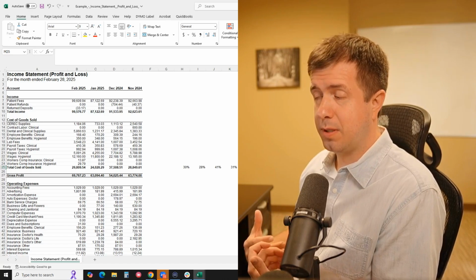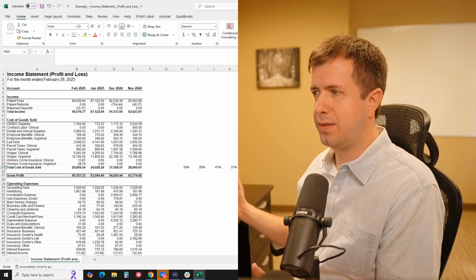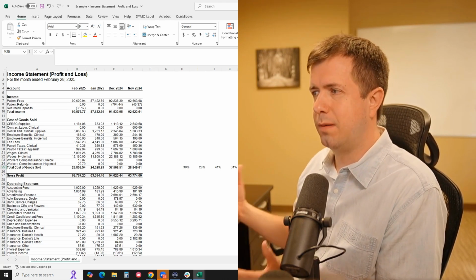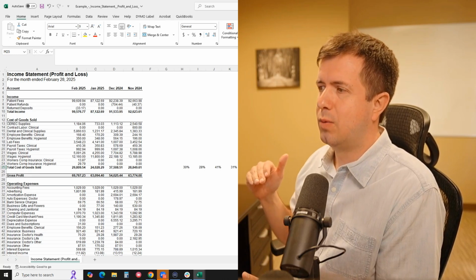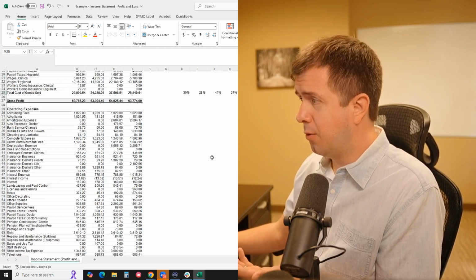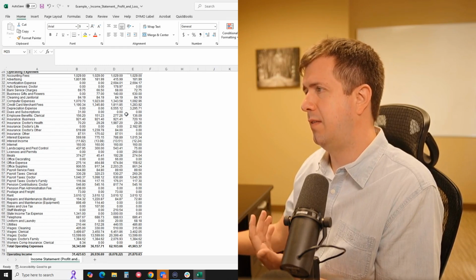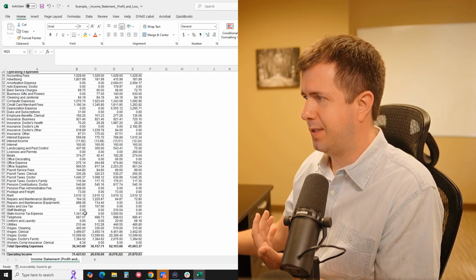There's also what are typically called general and administrative expenses or operating expenses. Those are basically everything else in the world that is a part of running a business that may not be directly related to the generation of the patient production. So the way that we look at that, you've got accounting fees, advertising fees, different insurances and things like that.